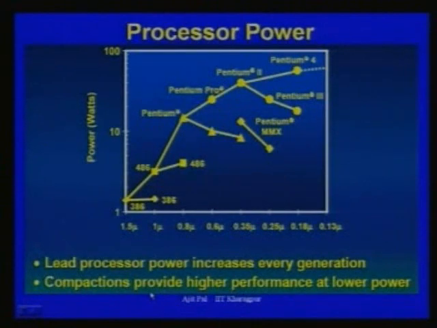So compaction provides high performance at lower power. As you are reducing the dimensions, you are able to put more and more transistors, so performance is improving because of the larger number of transistors. But because of the astounding increase in the number of transistors, the power dissipation is getting higher and higher.